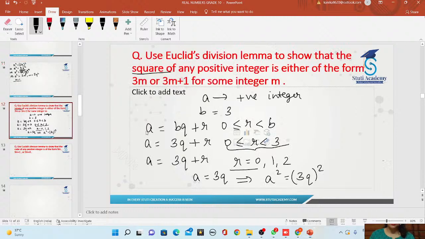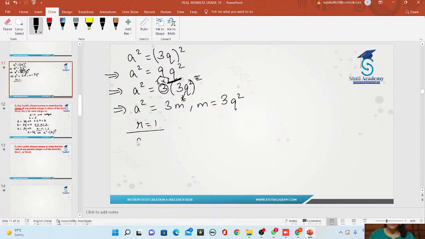Now coming to the next case, where r is equal to 1. If r is equal to 1, I'm going to put r is equal to 1 here. So I'll get a is equal to 3q plus 1. Now as per the question, I'm talking about the square of a. So I'm going to square both the sides. So I'll get a square is equal to 3q plus 1 whole square.